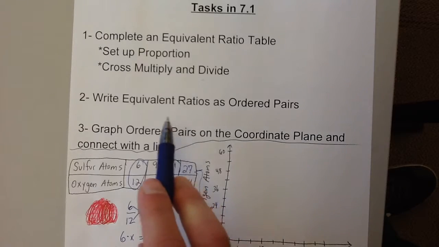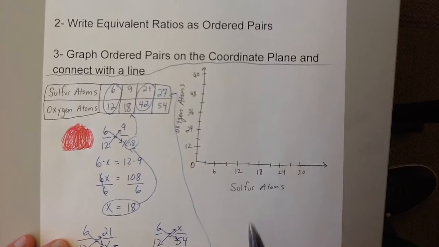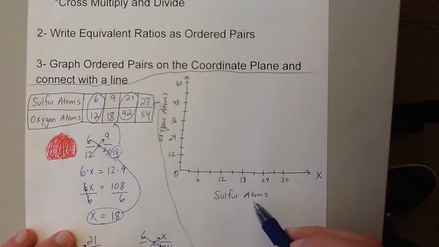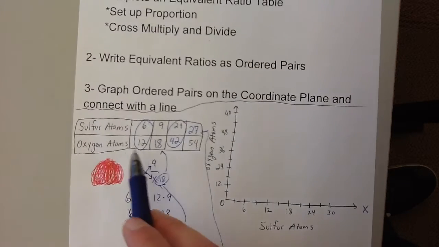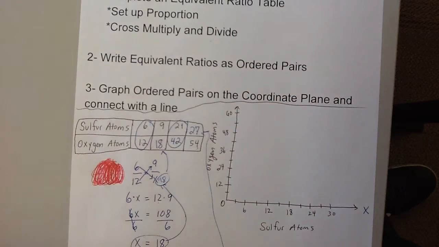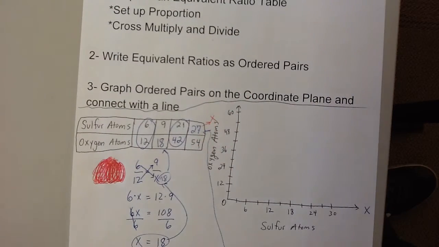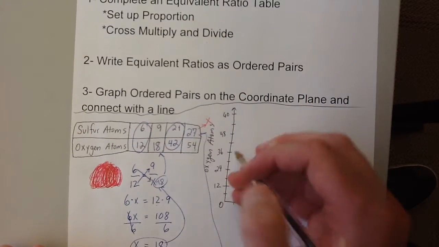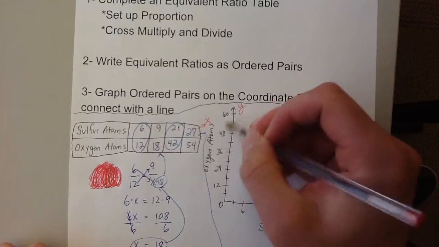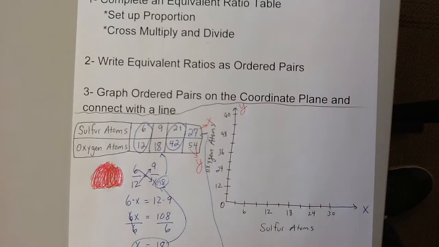Now number 2, write these equivalent ratios as ordered pairs. On my coordinate plane, my x-axis right here is for sulfur atoms. So whenever I write my ordered pairs, my x values should be my sulfur atoms. These are my x's. The y-axis is oxygen atoms. The y-axis is oxygen, so whenever I write my ordered pairs, oxygens should be my y's.